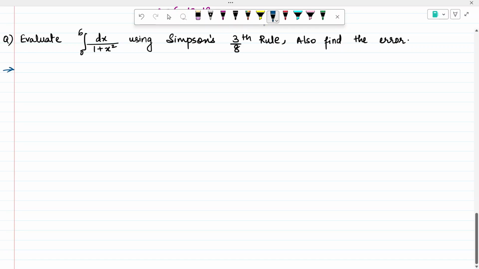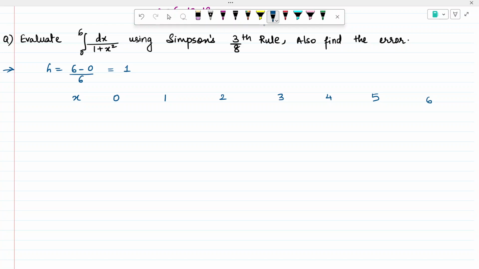So let's understand how we start with this question. The question is very clear. You're supposed to use the 3/8 rule. To use the 3/8 rule, the value of n should be a multiple of 3. Either it could be 3 or it could be 6. When I see 0 to 6, I would try to take 6 over here. So h would be equal to upper limit minus lower limit divided by 6, which will become 1. So my x will start from 0, 1, 2, 3, 4, 5, and we'll have lastly 6 here.